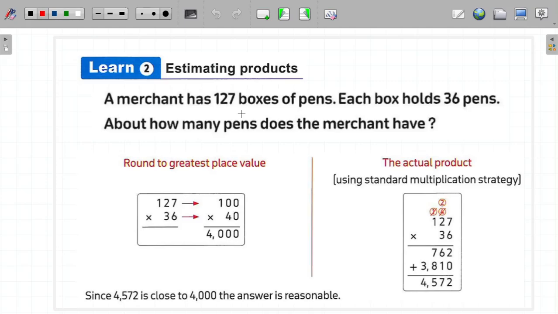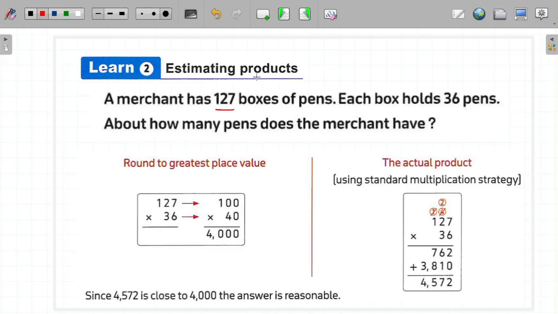Okay, so I have here 127. The example says a merchant has 127 boxes of pens. Each box holds 36 pens. About how many pens does the merchant have? Okay, so I want the total number of pens that the merchant has.